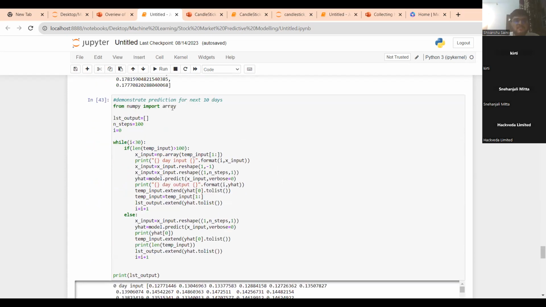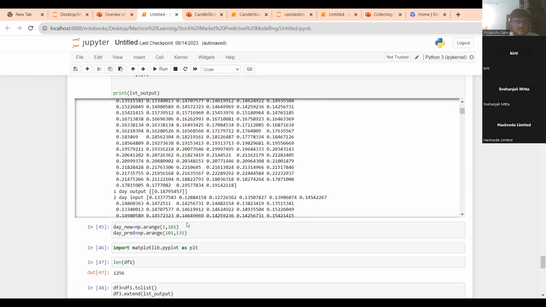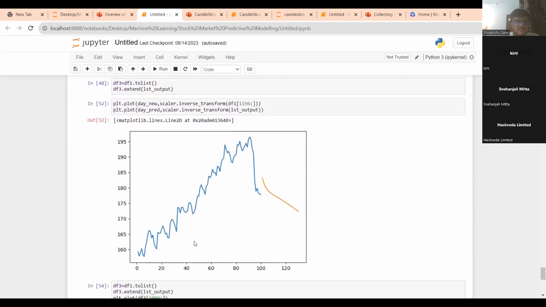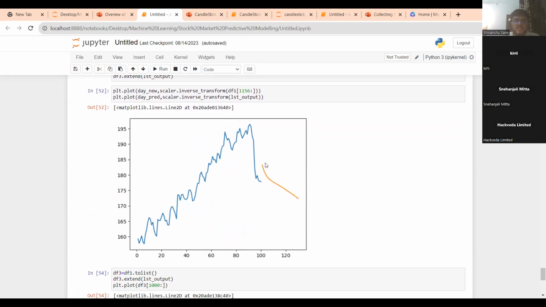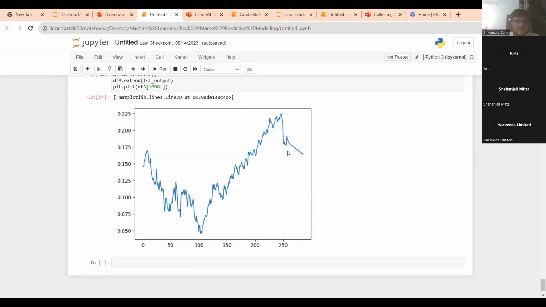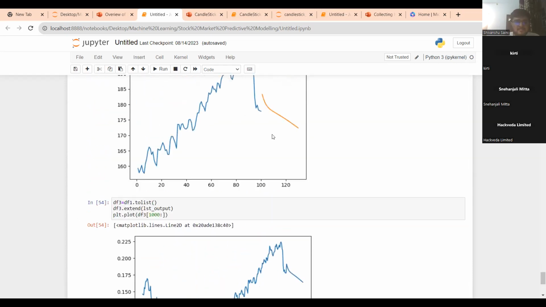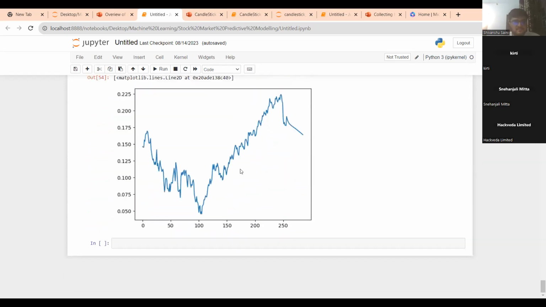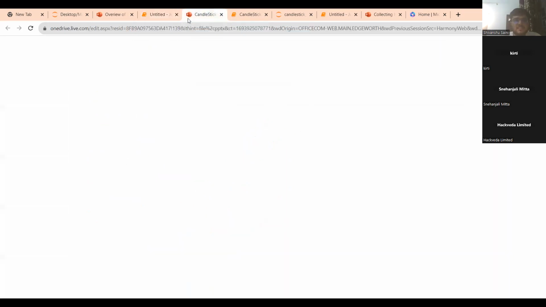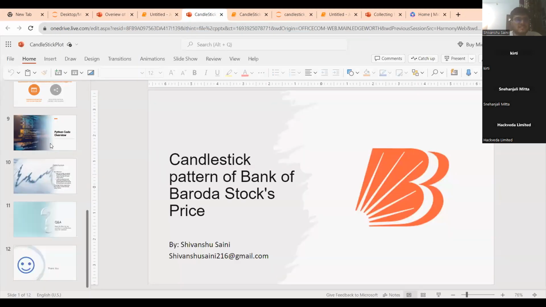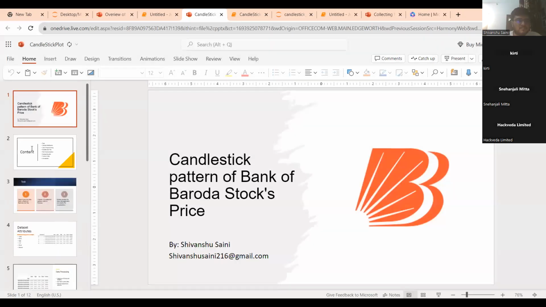Then it is the prediction for the next 10 days. Here the orange line shows the stock price predicted by the model. Here is the complete graph, joining these together, and this is my second task.